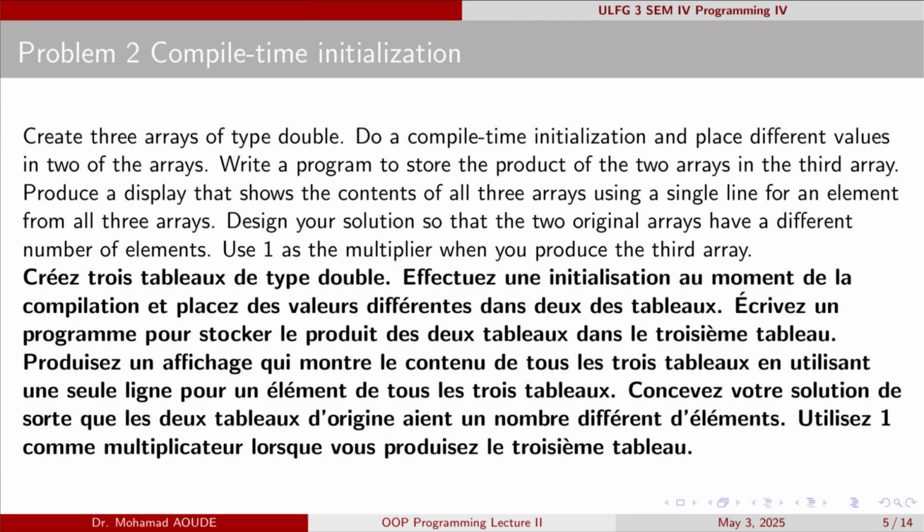Given 2 arrays of double values initialized at compile time, the task is to multiply corresponding elements, i.e., array1[i] times array2[i]. If one array is longer, just keep the extra values as is, store the results in a third array, then display all 3 arrays side by side.